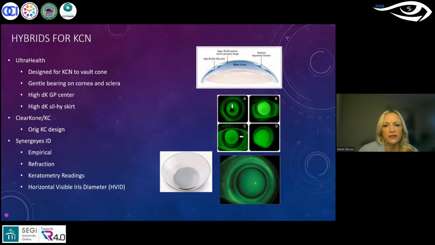UltraHealth and Clear Cone are designs that are more commonly used for keratoconus, where you vault the cone or slightly touch the cone. They have really come a long way in terms of how they have increased the Dk, the oxygen permeability, and also the skirt. There was a huge problem early on with these types of lenses because the oxygen permeability of the soft lens part, the skirt, was an issue for a while where patients would develop neovascularization. Again, that's less of a problem since they've come into modern technology.